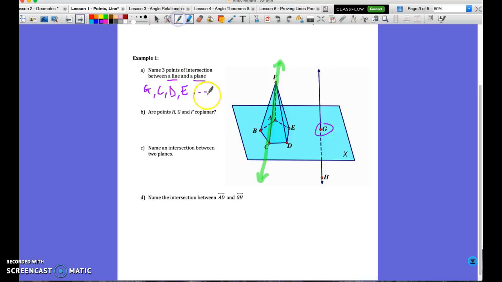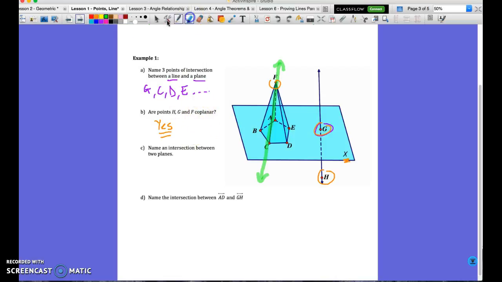Okay, next question. So the question is, are points H, G, and F coplanar? And very often students in this particular case will say no, and unfortunately that is the incorrect answer. The correct answer is yes. The common mistake that's made is they're assuming that the question is asking, are points H, G, and F coplanar to plane X? But actually that is not part of the question.